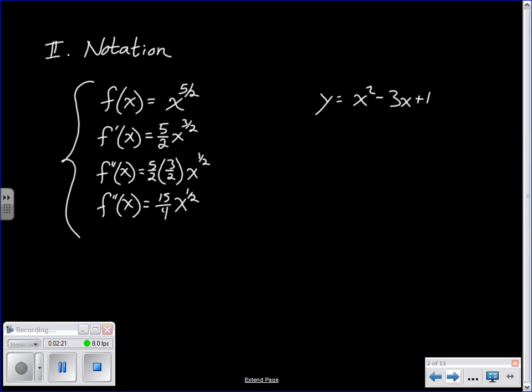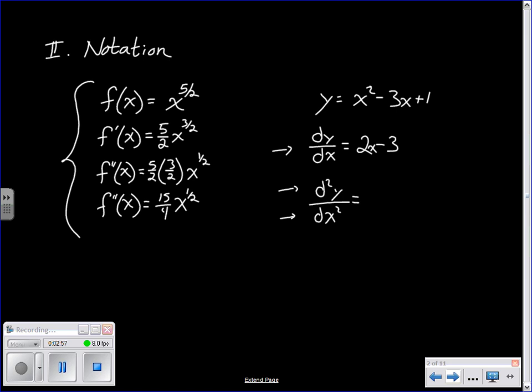You can also use Leibniz notation whenever you want to denote derivatives as well. So the derivative of y we could call dy dx. So dy dx is equal to 2x minus 3. If I wanted to find the second derivative, I could say d squared y over dx squared. What this says is the second derivative of y with respect to x, just like this is the first derivative of y with respect to x. And so the way we denote it is d squared y over dx squared.